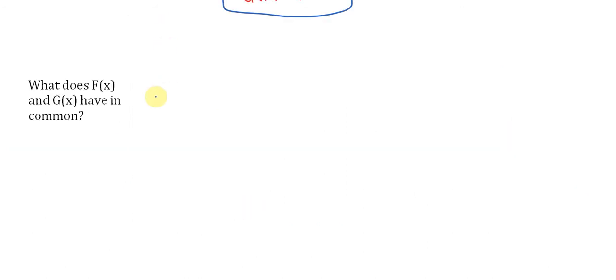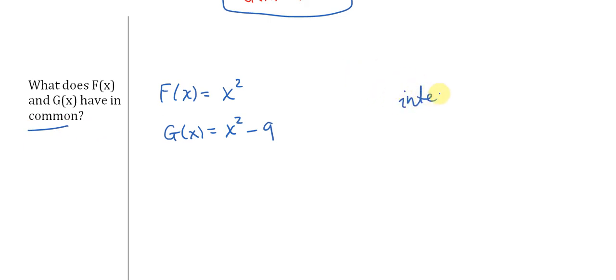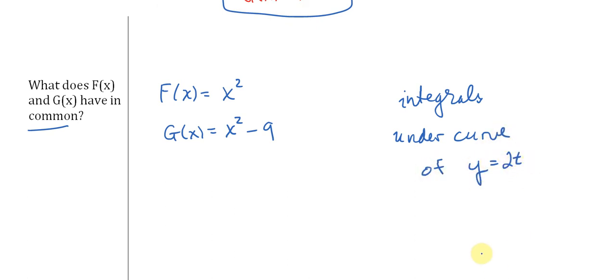Now, what does this really have to do with anything? Well, let's look at a few things. f of x and g of x look very similar. What do they have in common? Well, they are integrals, or definite integrals, under the curve of y equals 2x, or 2t. All right, so they both have that.